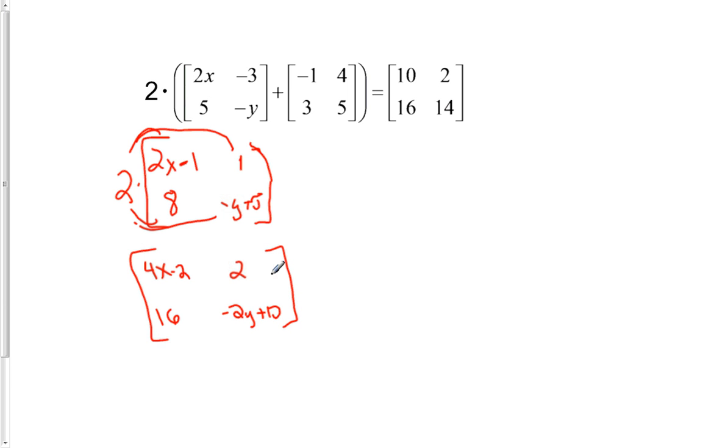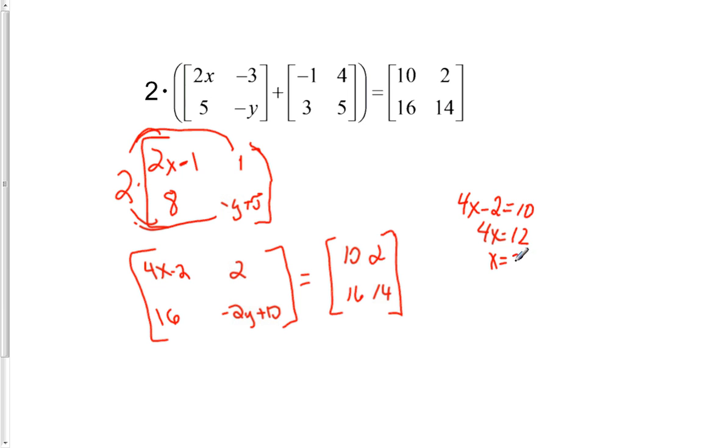This matrix on the left-hand side is now supposed to be set equal to the answer matrix, which we were told was 10, 2, 16, 14. Now, if we look in like positions, my upper left corner of 4x minus 2 needs to be set equal to the number 10. I can write that off on the side as a simple equation that I will know how to solve. 4x minus 2 equals 10, 4x equals 12, and x equals 3. So my unknown piece x is 3.